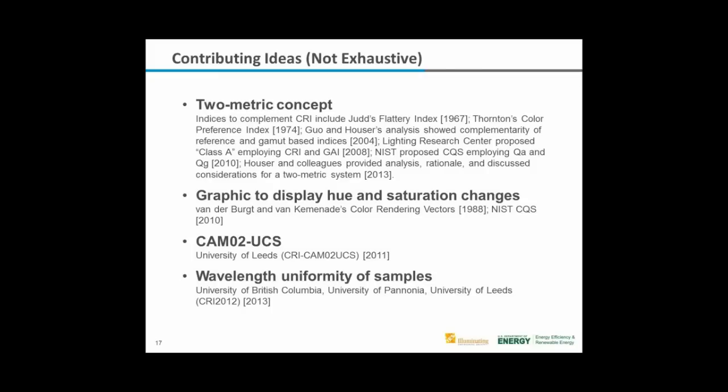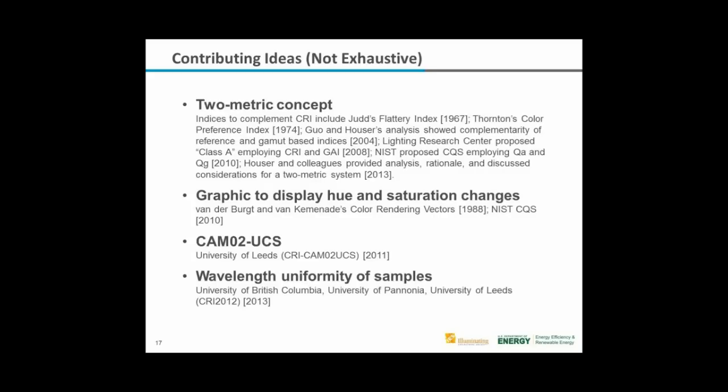Another thing, the graphic display of hue and saturation changes, again going back almost 30 years now to the color rendering vectors, which was also employed in the CQS system. The use of modern color spaces, CAM02-UCS, was put forth in a proposal for CIE by the University of Leeds. And finally, the wavelength uniformity of samples, presented by a collaboration of different universities in the CRI2012 proposal.